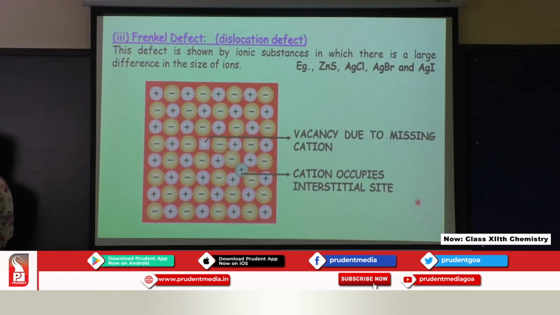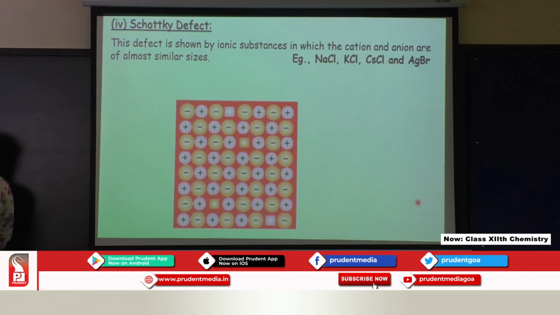Yes, students, there is no overall impact on density of the crystal because the cation has only moved out of its original site and occupied an interstitial space in the crystal. So, density will remain the same.